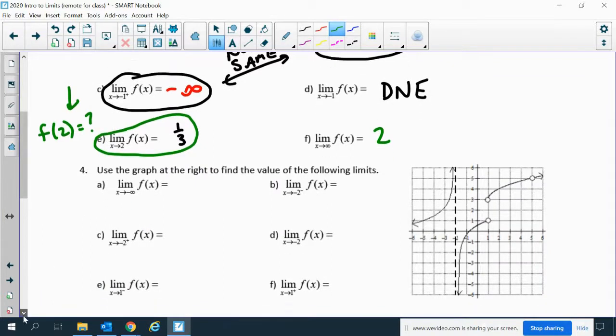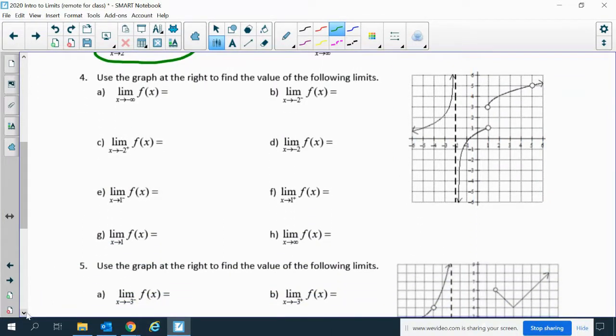So now we're going to use this graph to find the value of the following limits. Limit as x approaches negative infinity. The limit as x approaches negative infinity looks like, if I could plot the trajectory, it's going to 0. Looks like this might be a horizontal asymptote going to the left.